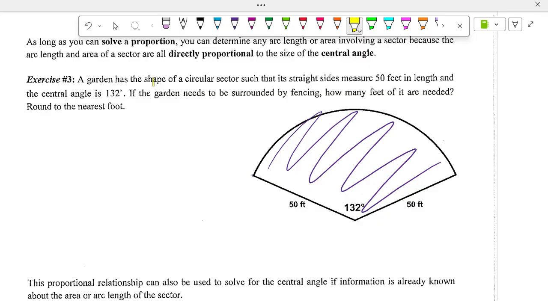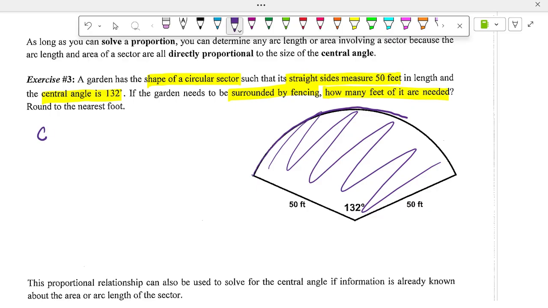So, a garden has a shape of a circular sector such that the straight sides measure 50 feet in length and the central angle is 132 degrees. The garden needs to be surrounded by fencing. How many feet of it are needed? So, first things first. We're talking about fencing, and we know fencing typically is just the outside. You're not going to fence all of the inside of a space. Okay, so that means we're using what?